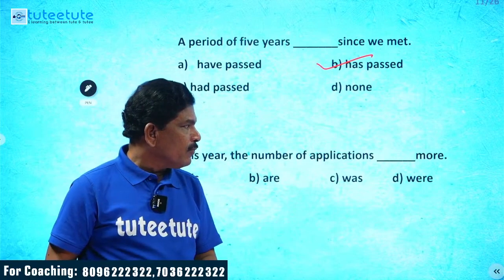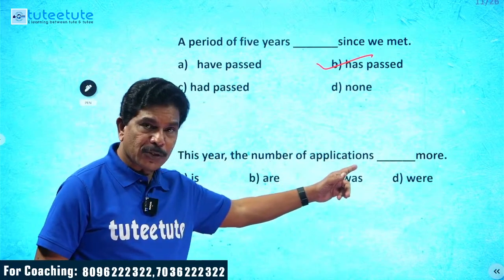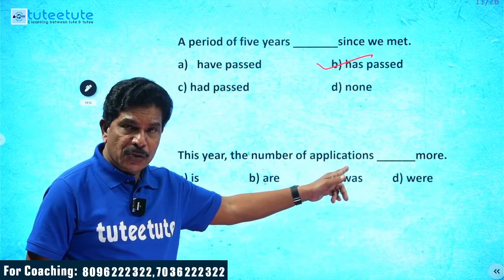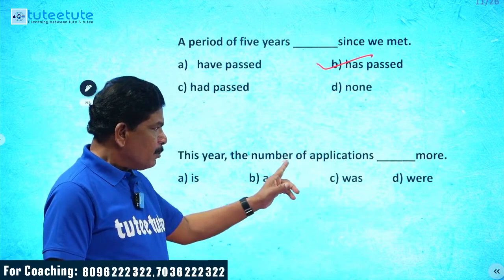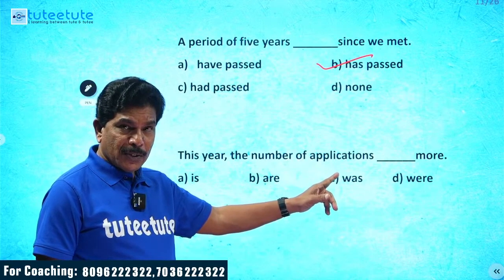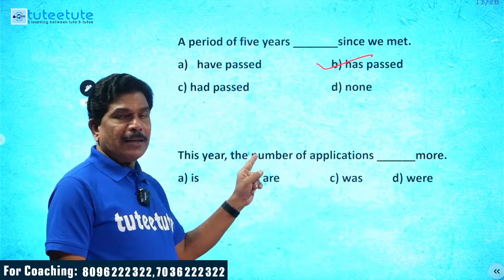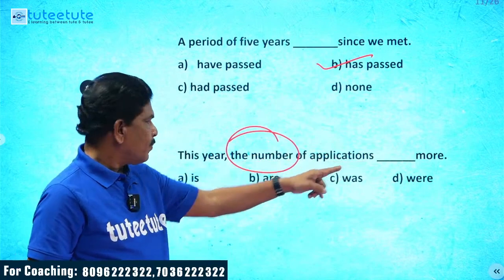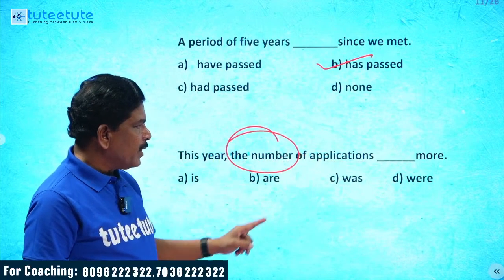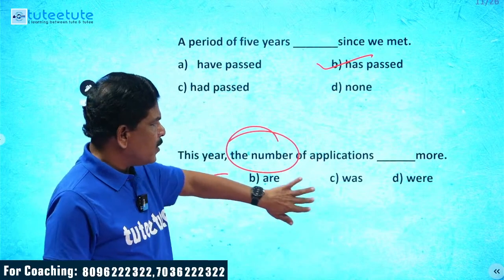This year, the number of applications dash more. Here we know applications is countable. We can count the applications. But the actual focus is not on applications. Instead, it is the number of applications. The number being singular must be followed by a singular verb. So this year, the number of applications is more, because it is singular.